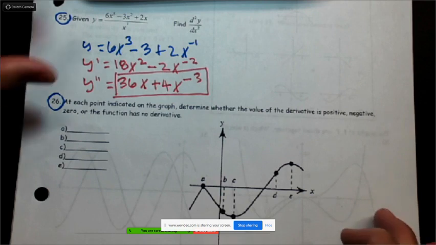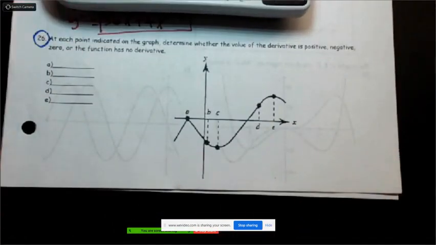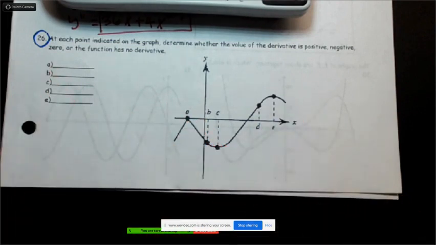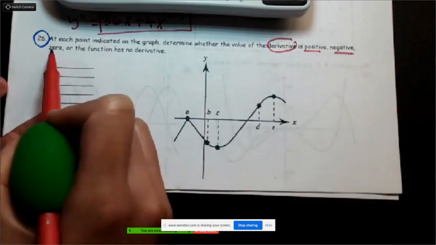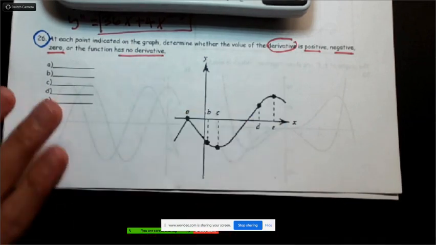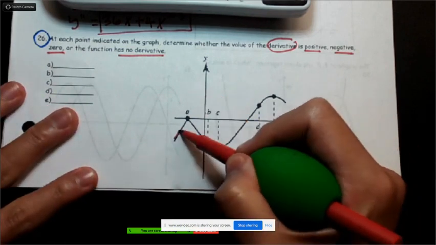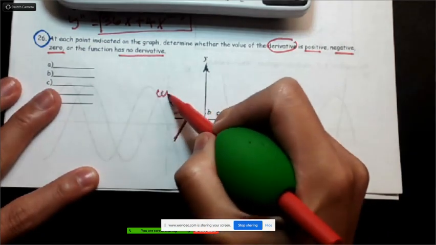So here I go. Now it's saying, from the indicated letter that is pretty much on the points of the axis, is my derivative positive, negative, or 0, or sometimes it could have no derivative. So let's go ahead and look at the following. Do y'all remember what this sharp turn was called? Cusp, thank you.